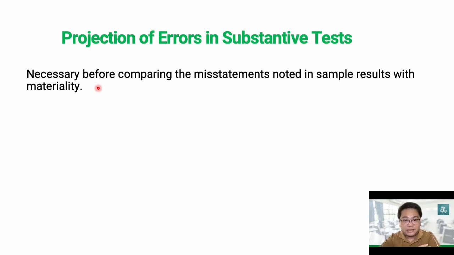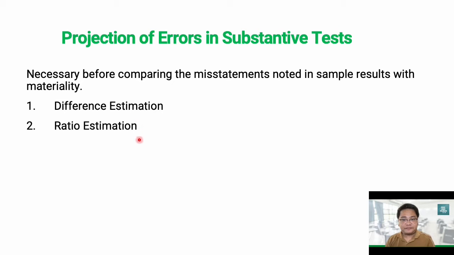But the reason why the misstatement is so small is because we haven't tested all the receivable. Only 100,000 out of 1 million pesos receivables were tested. So the 900,000 receivable were untested, which may contain misstatements as well. So we have to project the misstatement from the 100,000 that we have tested to the rest of the 900,000 worth of receivable. And how can we do that? There are different approaches. So we have difference estimation, ratio estimation, and mean per unit.